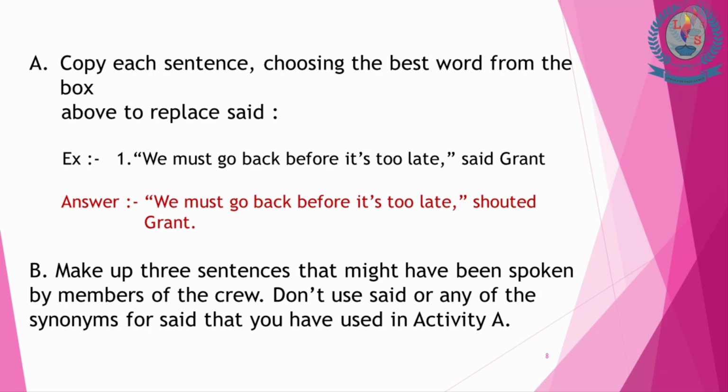Part A. Copy each sentence, choosing the best word from the box about to replace said. As an example, we must go back before it is too late, said Grant. Now tell me, children, instead of said, what is the synonym you can use here? You can say, we must go back before it's too late, shouted Grant. Part B. Make up 3 sentences that might have been spoken by members of the crew. Don't use said or any of the synonyms for said that you have used in Activity A.